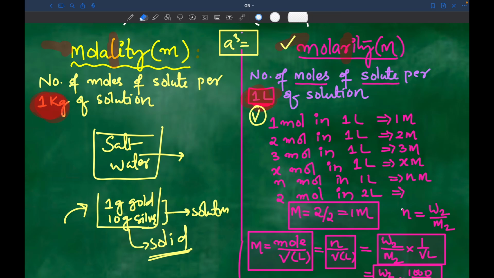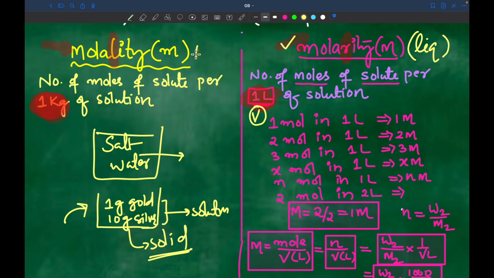So that's why we can use both, no problem. But for solids, molarity is not possible. Molality can be used for both solids as well as liquids. This is for only liquid solutions. This can be used for liquid solutions only. So this can be used for both solutions. This is the basic difference, right?